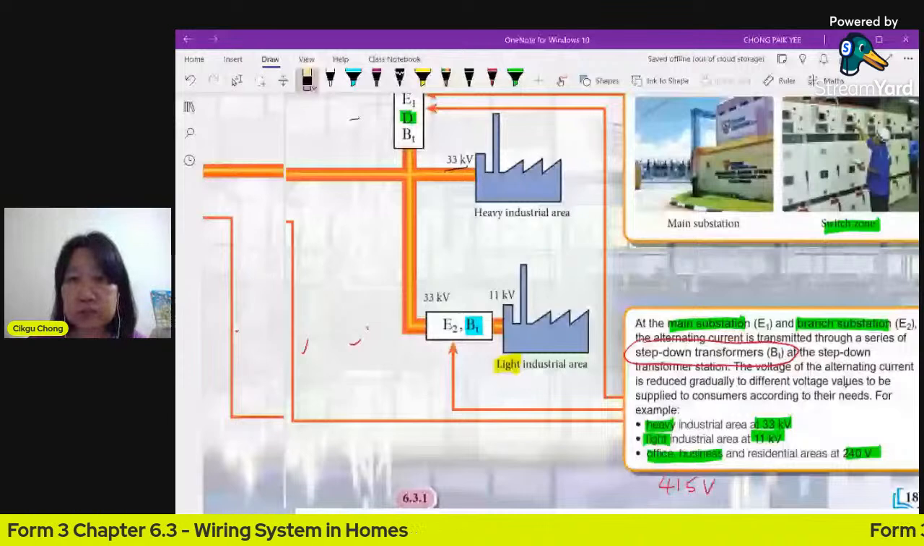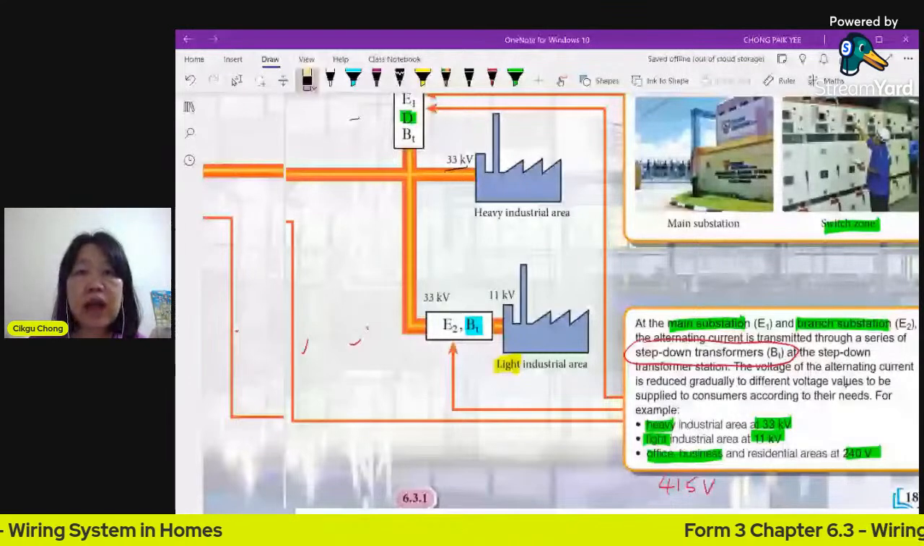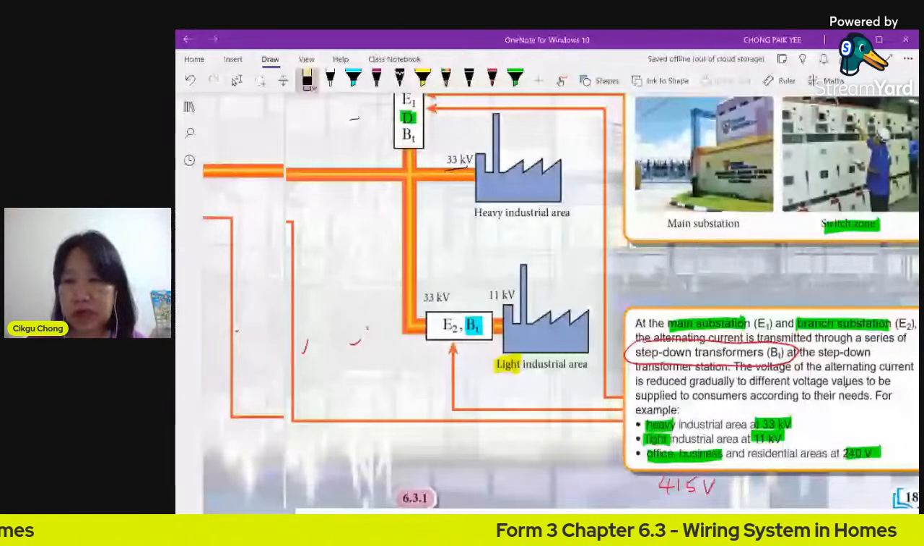Today we're going to look at the wiring system in Malaysia. Before we look at the houses, let's look at the wiring system.